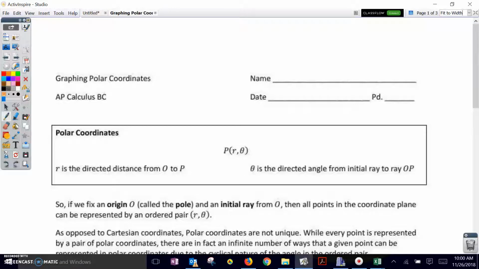Alright, welcome back everybody. In this video we're going to talk about graphing polar coordinates and look at the first couple of examples from this lesson.